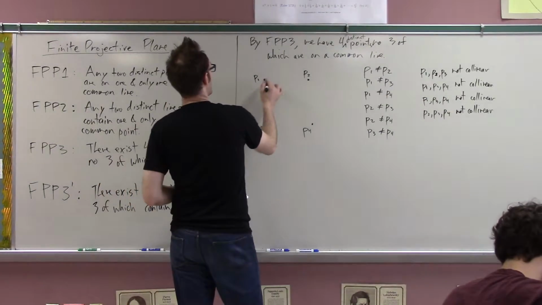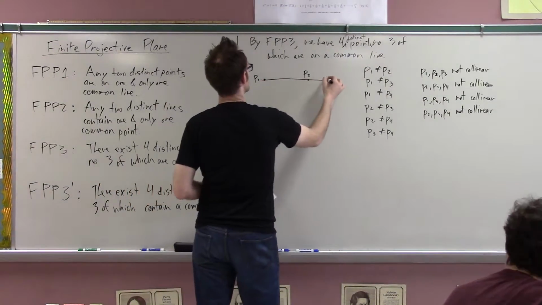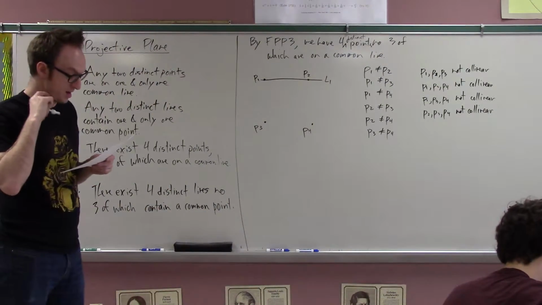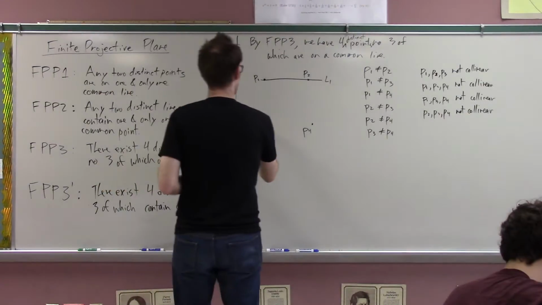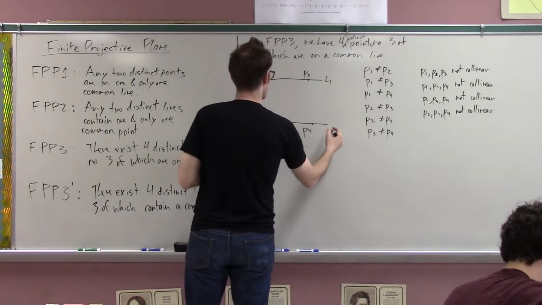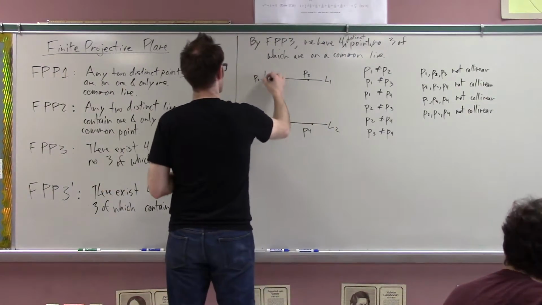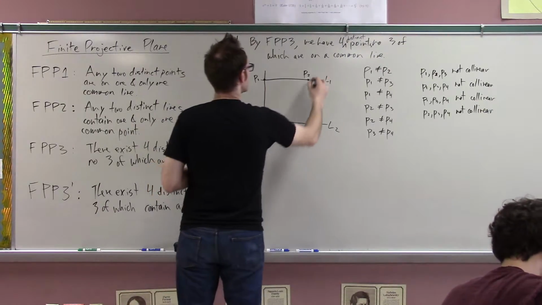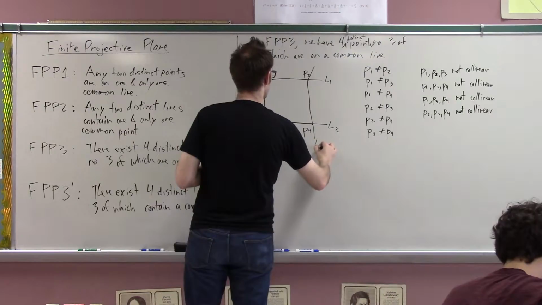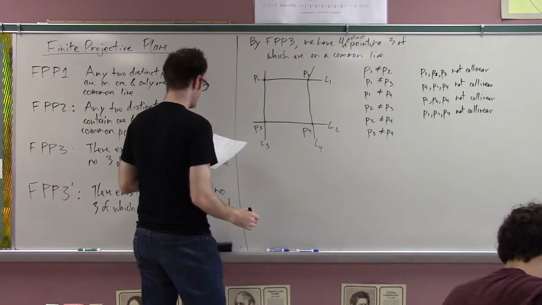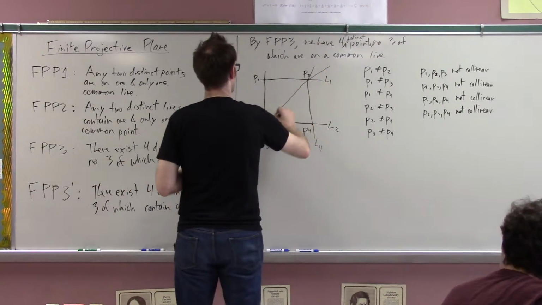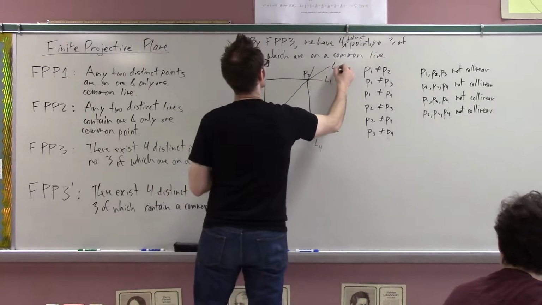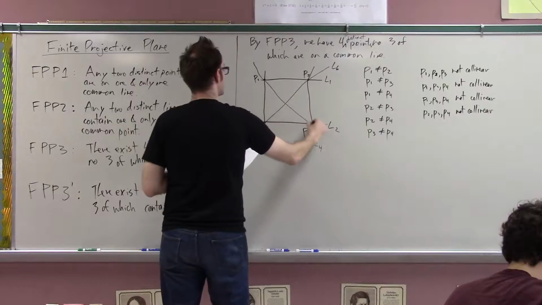So let's draw, I think we did this last time, but I'll do it again. Let's draw the line through P1 and P2. Let's call that L1. Let's draw the line through P3 and P4. We call that L2. The line through P1 and P3, we call that L3. We call this line L4. And then we also have the lines through P2 and P3. We'll call that L6, and we'll call this L5.